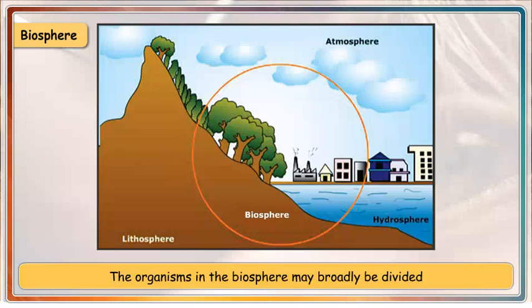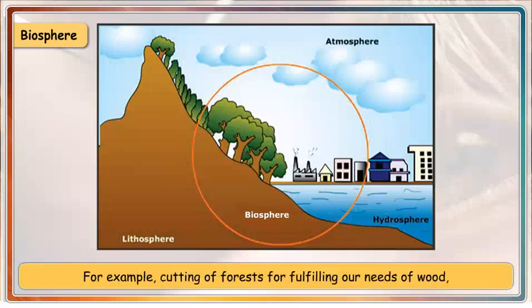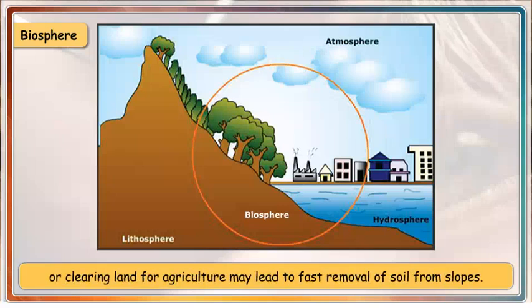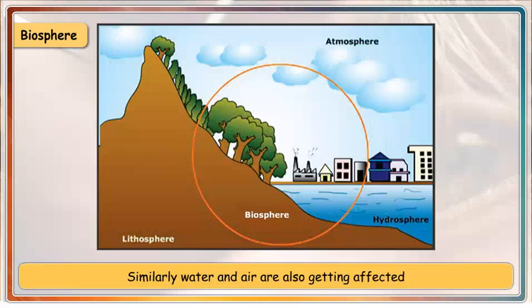The organisms in the biosphere may broadly be divided into the plant kingdom and the animal kingdom. The three domains of the earth interact with each other and affect each other in some way or the other. For example, cutting of forests for fulfilling our needs of wood or clearing land for agriculture may lead to fast removal of soil from slopes.